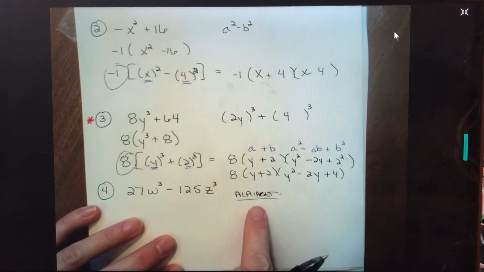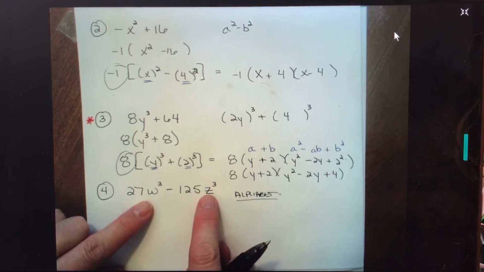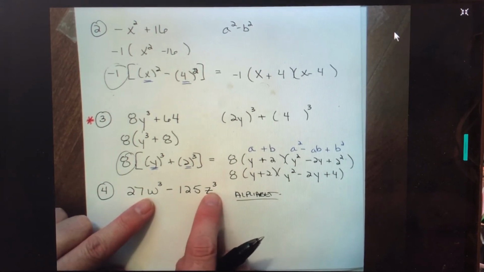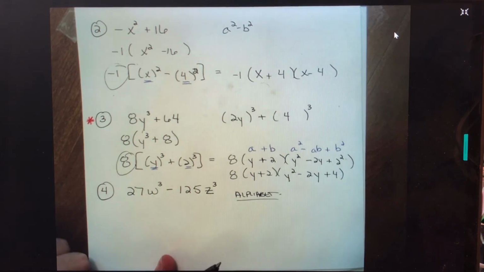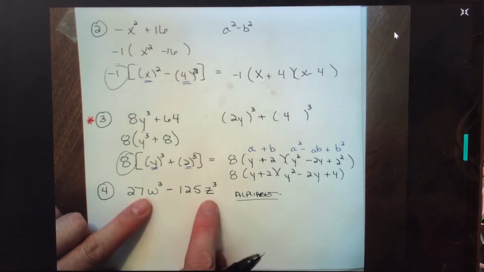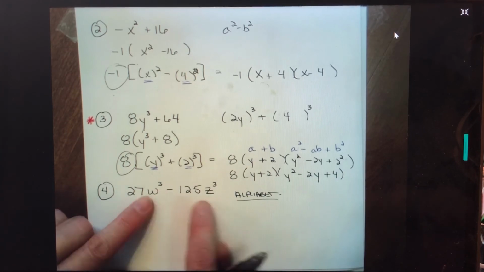So look at your alphabet. But if this had actually been like an A, then technically I should have written this term first because A comes before W in the alphabet. But W comes first, and so this is correct. So it is in descending order.